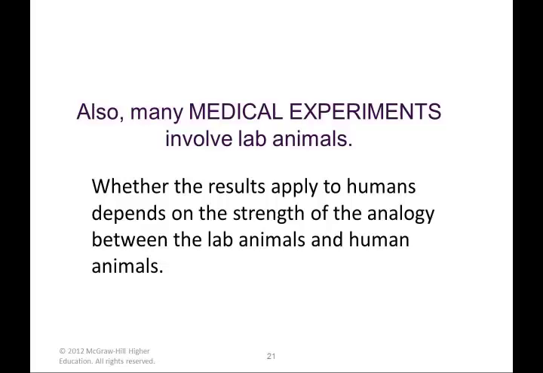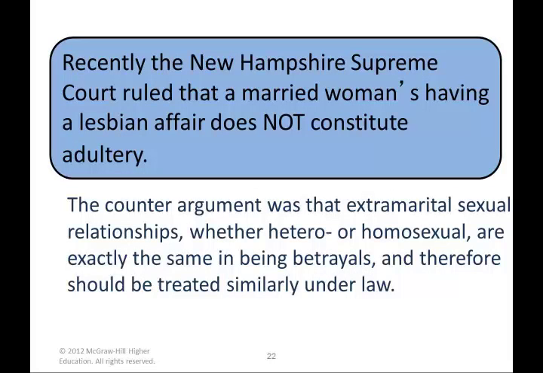Here's just an interesting little tidbit for you. Recently, the New Hampshire Supreme Court ruled that a woman's having a lesbian affair does not constitute adultery. Now, this is going to be a legal issue, but it refers back to an argument from analogy in the counter argument. And here's the counter argument. By the way, the reason this was so is because adultery was defined in New Hampshire as an affair, a relationship between a man and a woman who are not married. Well, then if you're a woman and your relationship is not with a man, but it's with another woman, then by definition you have not committed adultery.